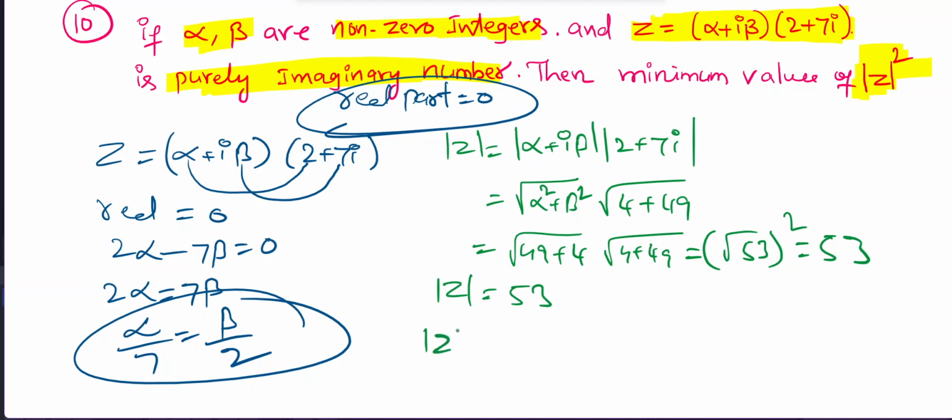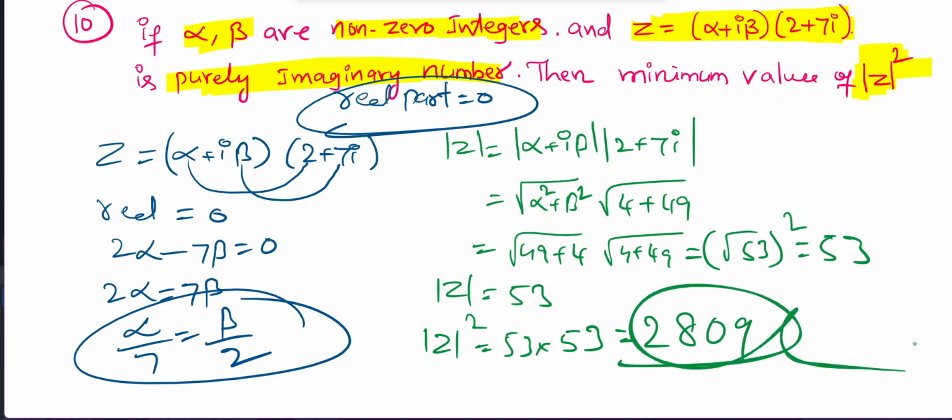Now mod z square is equal to 53 into 53, that is equal to, multiplying this value, 2809. This is the required answer.